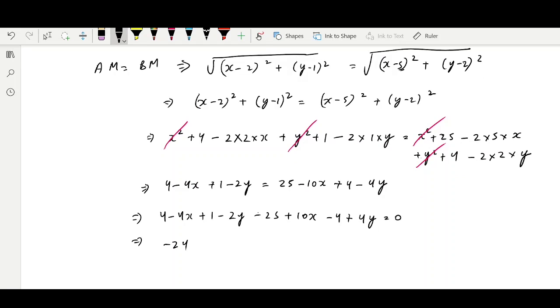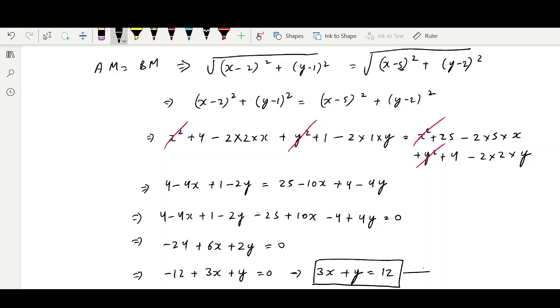Then you'll add all the x terms. Minus 4x plus 10x, you'll get plus 6x. Then you add all the y terms. Minus 2y plus 4y will get plus 2y equals to 0. This can be simplified by dividing all the terms by 2. You'll get minus 12 plus 3x plus y equals 0. Then take the constant term towards the right hand side. You'll get 3x plus y equal to 12. So this is one equation. Let's call it equation 1.